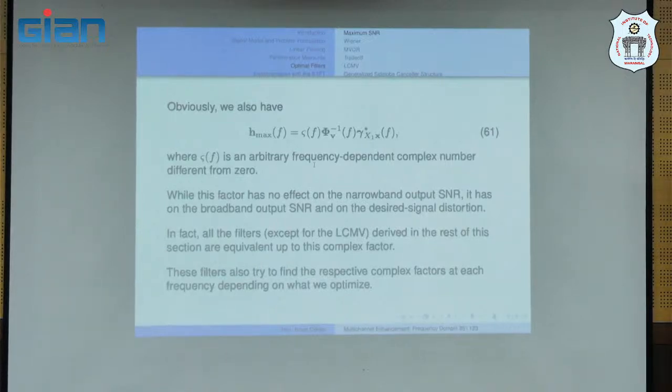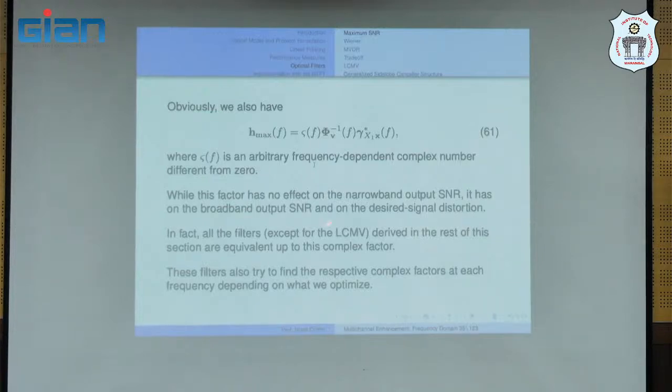Okay? If you rehearse the material of the single channel, you remember that with single channel signal enhancement, we worked with a gain for each frequency. And then with a gain for each frequency, the output SNR was the same as the input SNR for all the filters. But the broadband output SNR was different. So we were able to maximize the broadband output SNR.